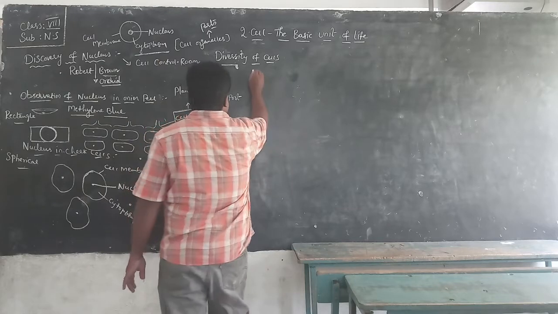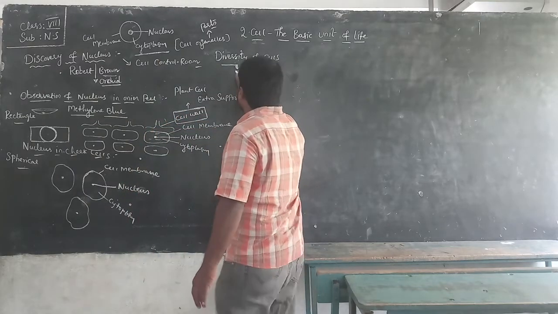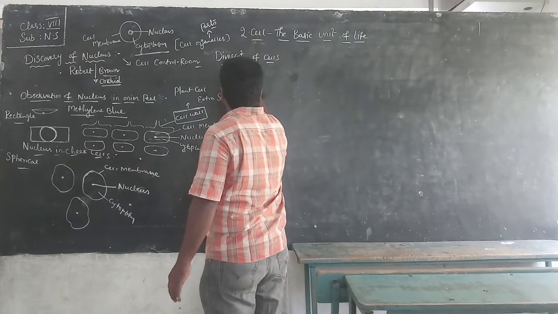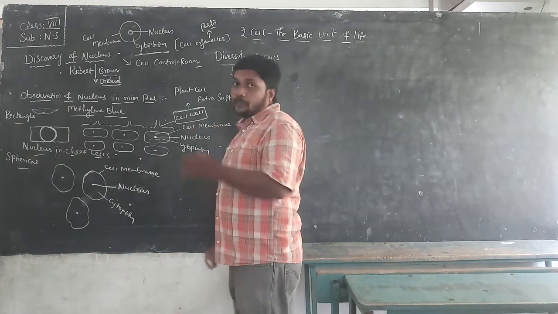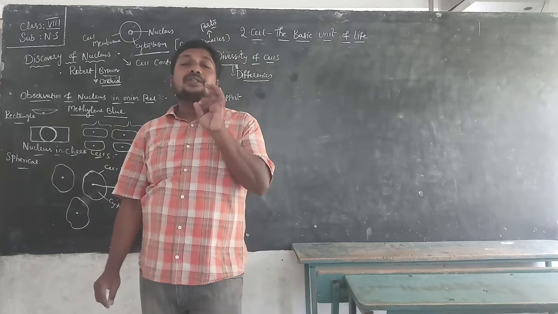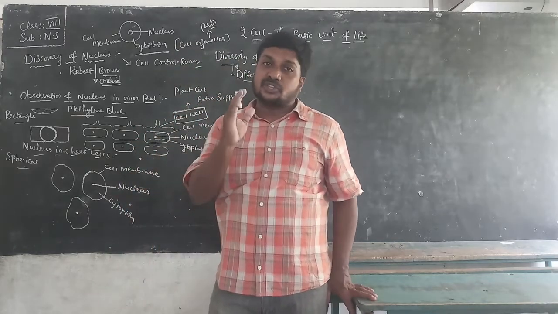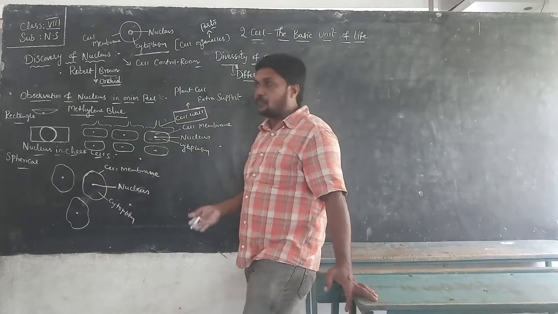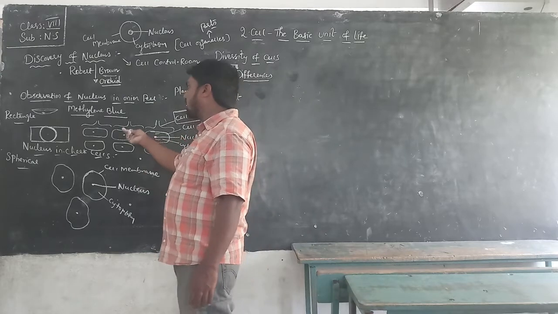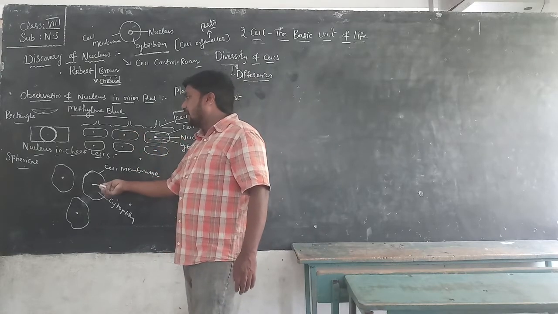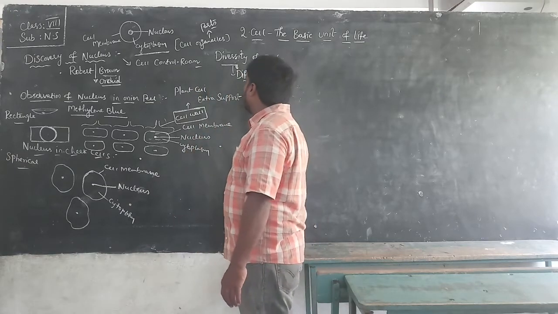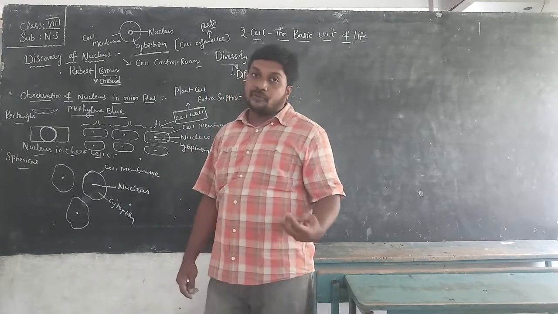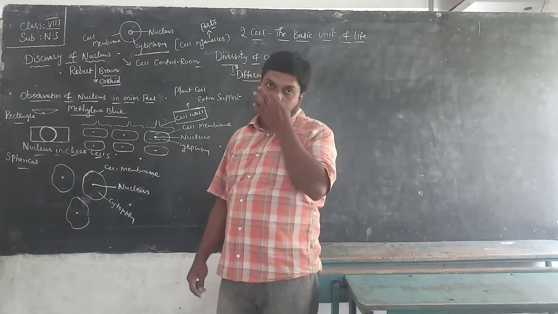Now I will explain about the diversity of cells. Diversity means differences. This topic helps to explain that all cells do not have a specific shape. Different cells have different shapes. Already we observed cells in onion, they are rectangular in shape. Cells in cheek are spherical in shape. So different cells have different shapes and perform different functions.